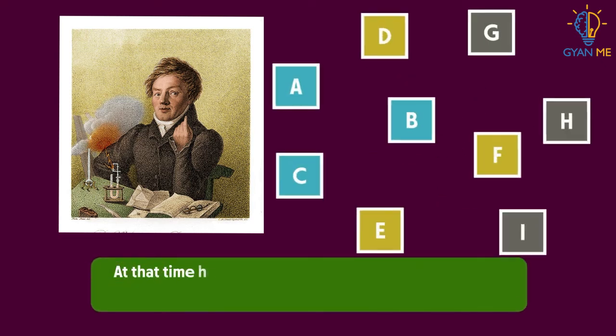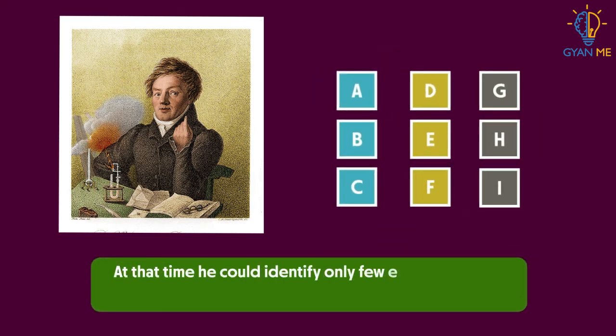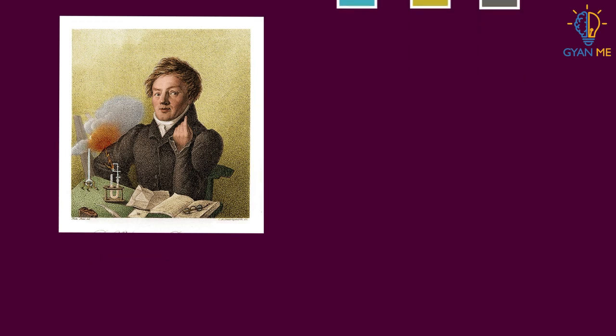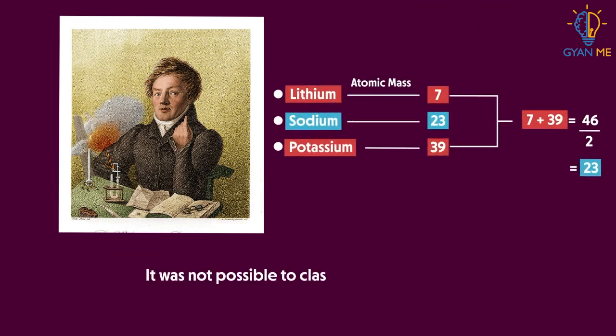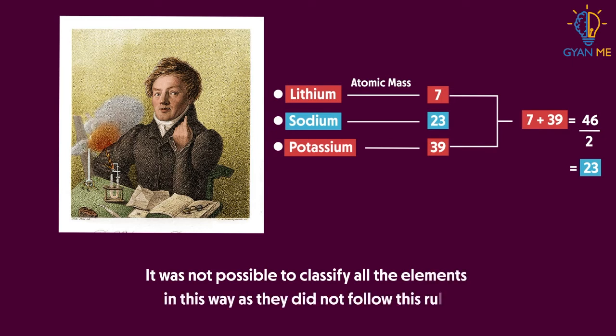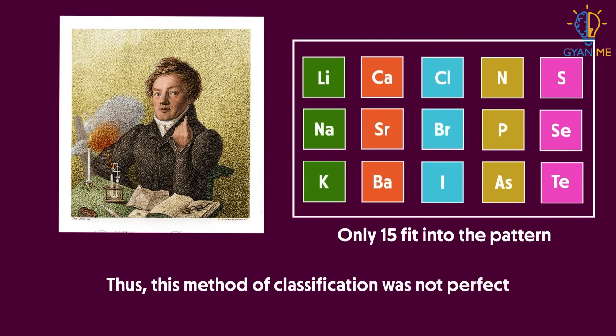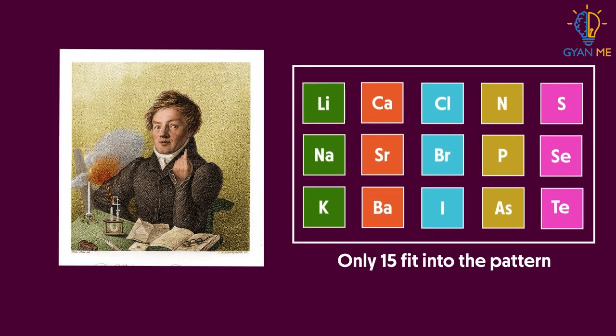At that time, he could identify only a few elements out of the 53 that were known having similar properties and called them neighbors. However, it was not possible to classify all these elements in this way, as they did not follow this rule. Out of all the elements, only 15 fit into the pattern. Thus, this method of classification was not perfect. Although Dobereiner's idea didn't work, he has to be given some credit, as it was the start of an idea in the right direction.